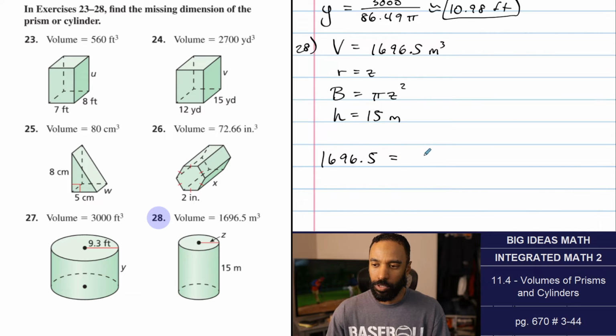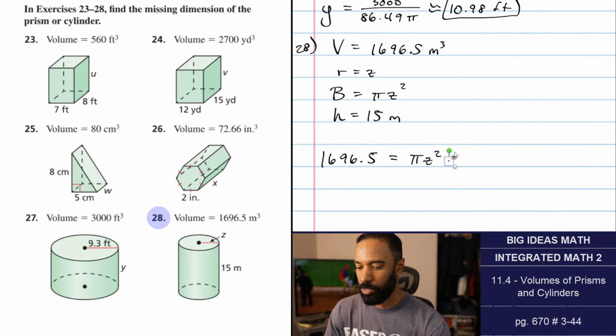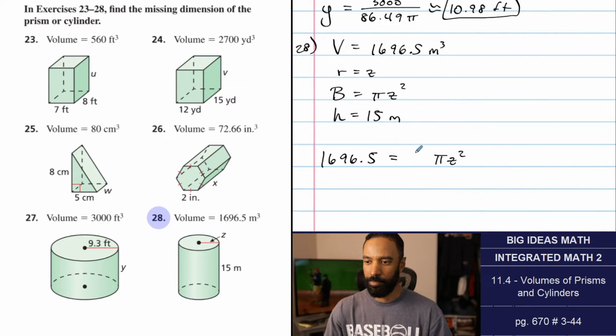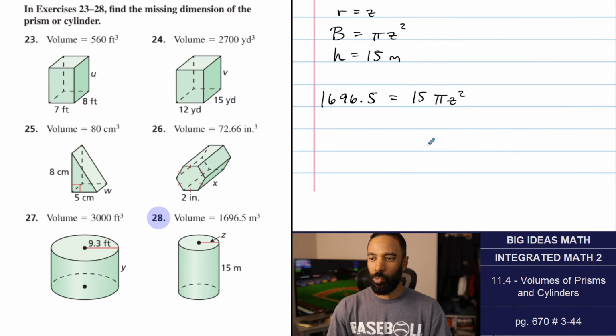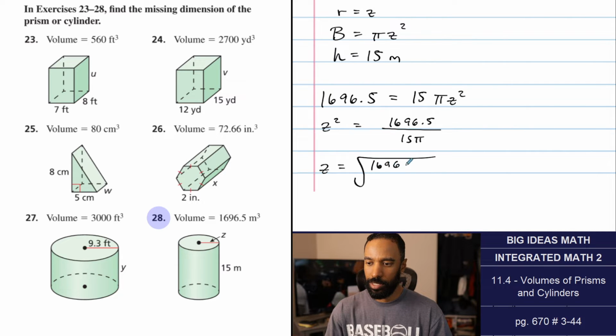So with that in mind, the volume, 1696.5, equals area of base pi z squared times the height 15. I'll put the 15 in front of that pi times z squared. So we have two steps to do. We have to divide both sides by 15 pi and then take the square root of both sides. So z is the square root of this.